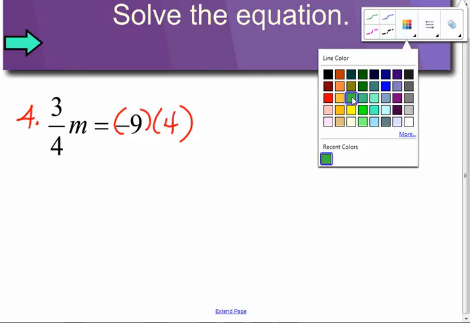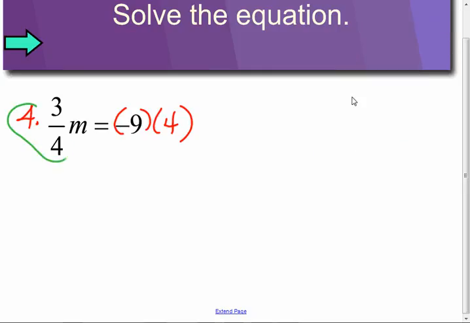What happens to the 4s? 1's in the numerator, 1's in the denominator. What's this equal to? Just 1, because 1's in the top and 1's in the bottom. 4 goes into 4 once, 4 goes into 4 once. So I'm left with, on the left side, 3m equals, and what's negative 9 times 4? Negative 36. Can you tell me what works, or do you want to go through the process?